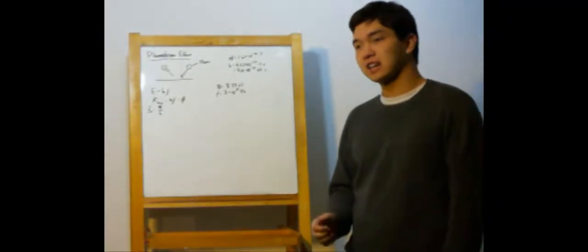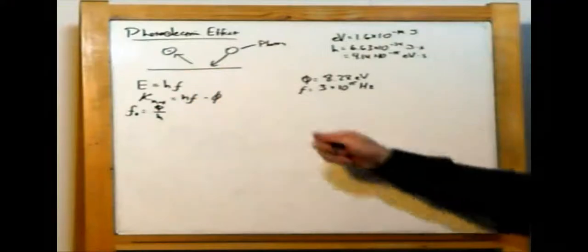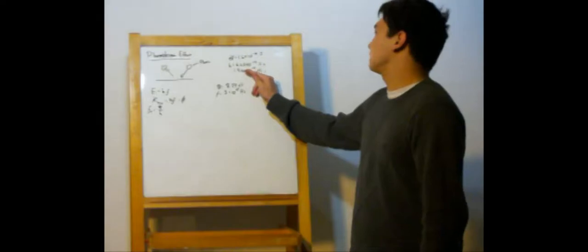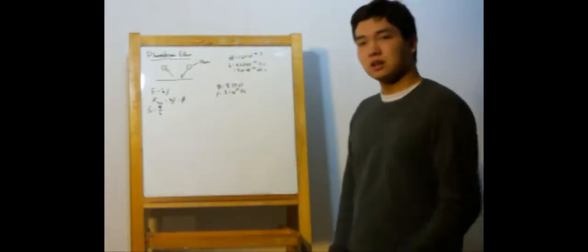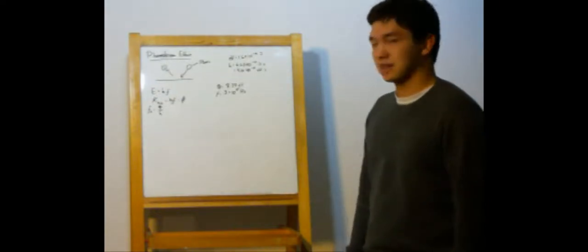So how do we find out if that energy is enough? Well, we have this equation over here. Energy is equivalent to Planck's constant times the frequency. So Planck's constant is a constant. It's always the same. 6.63 times 10 to the negative 34 joule seconds, or alternatively, 4.14 times 10 to the negative 15 electron volt seconds.